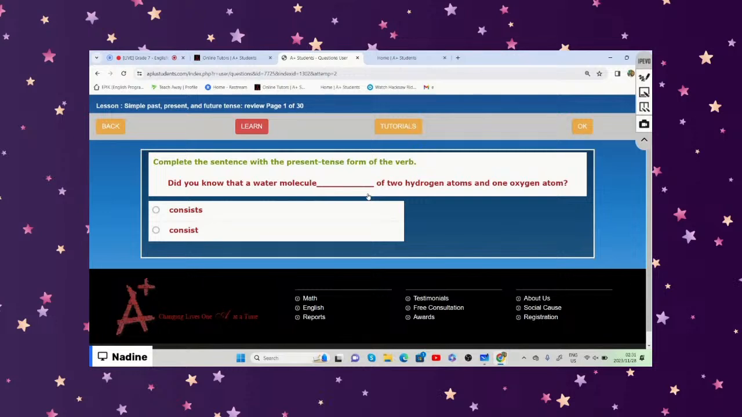Did you know that a water molecule, do we say, consists of two hydrogen atoms and one oxygen atom? Or do we say consist of two hydrogen atoms and one oxygen atom?